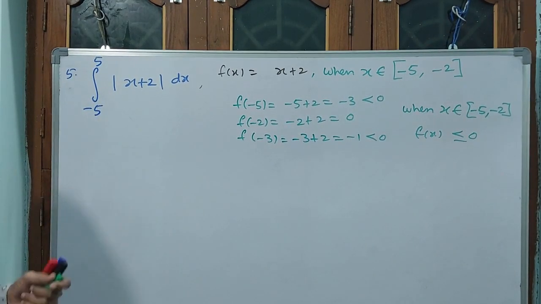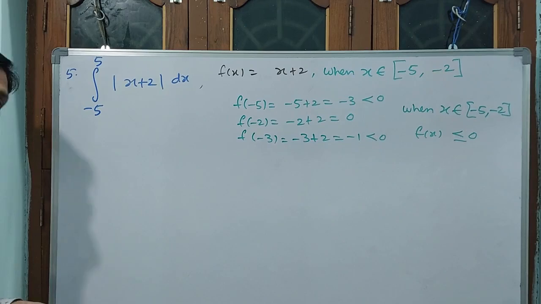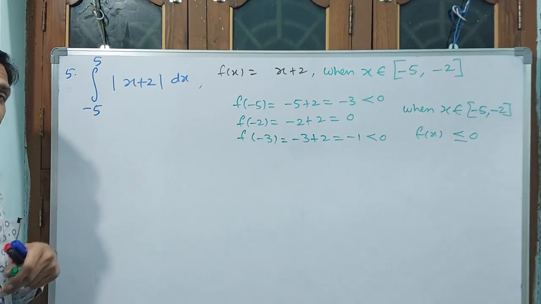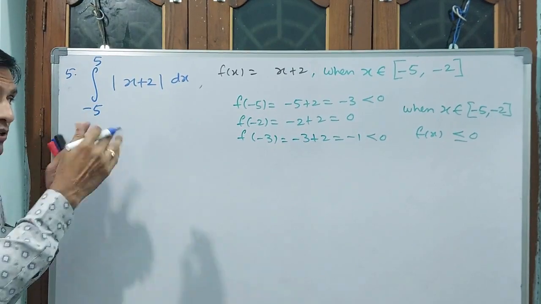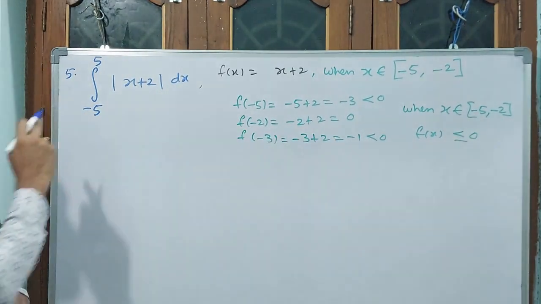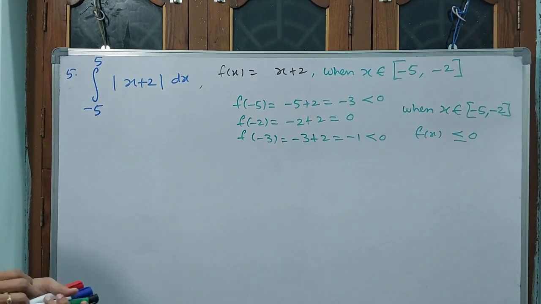Why? Because anyway I have to make it plus. If you apply modulus, automatically it is going to come plus. If you remove this, automatically, what was there? Minus was there. Minus is going to become plus. That means if you remove modulus, automatically minus you have to apply. You understand now? Okay. This is the case for minus 5 to minus 2.